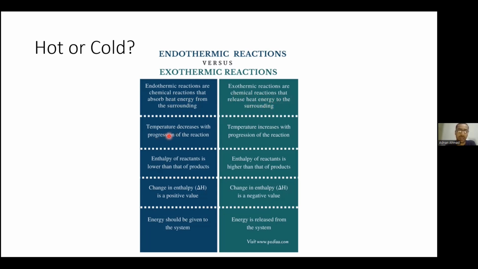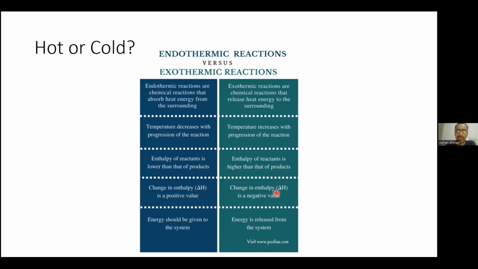The second point is that in an endothermic reaction, temperature decreases with progression of the reaction, and in an exothermic reaction, temperature increases with progression of the reaction. So the more the reaction takes place, the more heat it will produce. Enthalpy of reactants is lower than that of the products, as we just discussed with the help of the diagram, and enthalpy of reactants is higher than that of the products in an exothermic reaction. So change in enthalpy, denoted by delta H, is a positive value for endothermic reactions. Change in enthalpy, delta H, is a negative value for exothermic reactions.